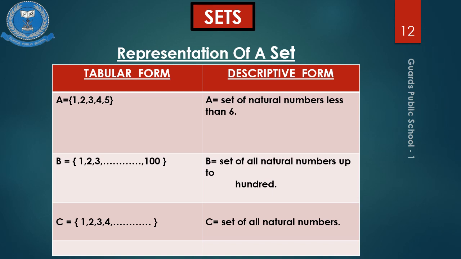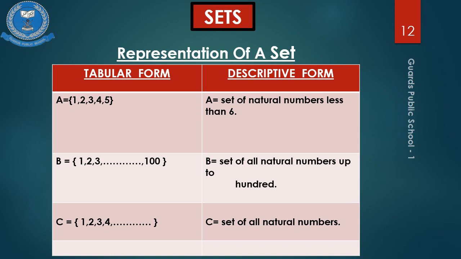And sometimes it happens that the last member of the set is not known. For example, set of the natural numbers. In such cases, we first write 3 or 4 elements and then put a few dots within the brackets. So the set of natural numbers will be written as capital C is equal to bracket 1 comma 2 comma 3 comma 4 and then we will put dots and then close the bracket.